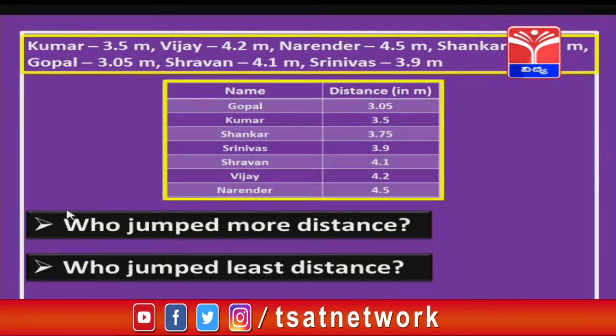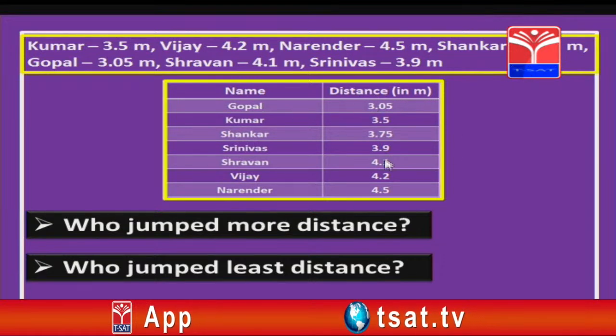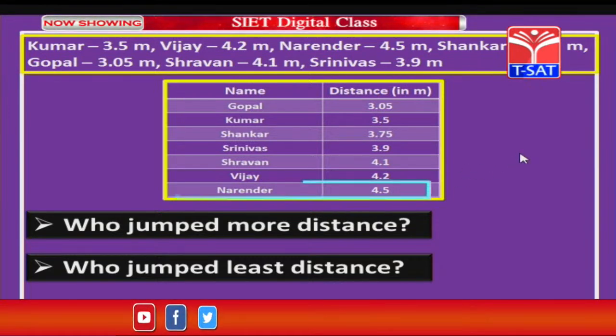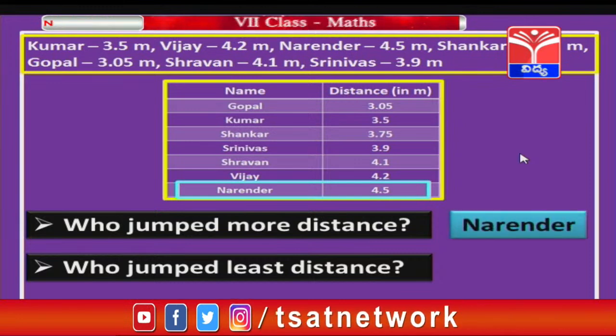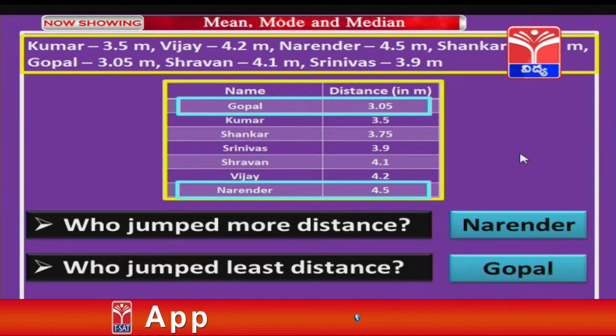Let us see. So, if you notice out of these two, the second data is organized in a proper manner. If you notice, everything is arranged in an increasing order, right. Now, it is easy for us to answer, right. So, who jumped more distance? That is right, Narendra. And who jumped least distance? You are right once again, it is Gopal.